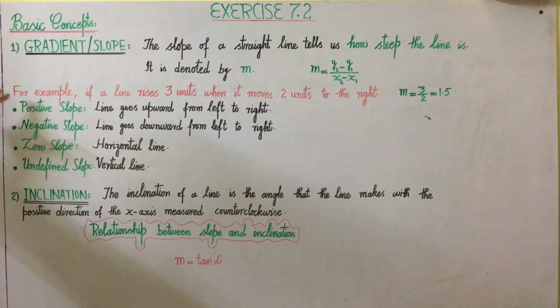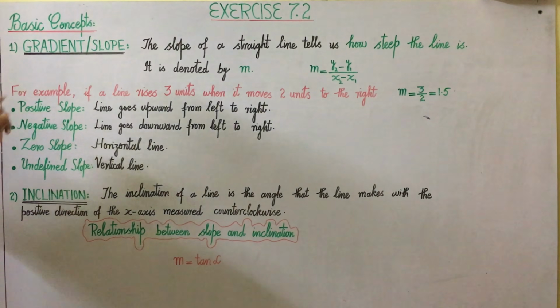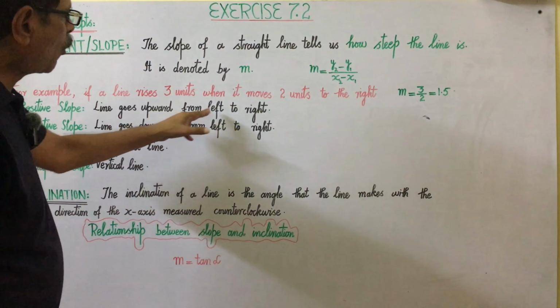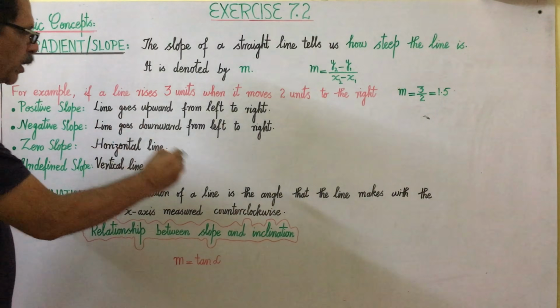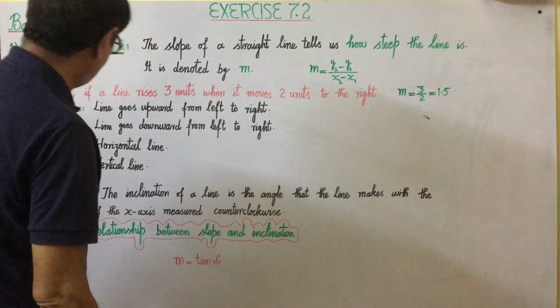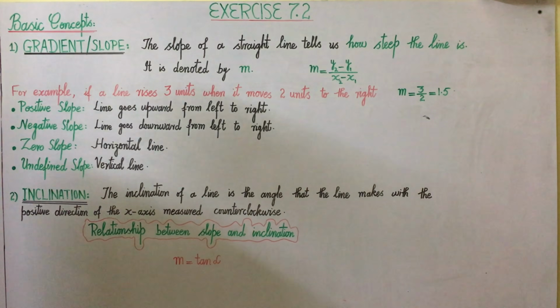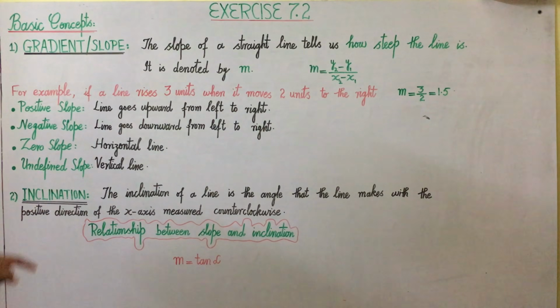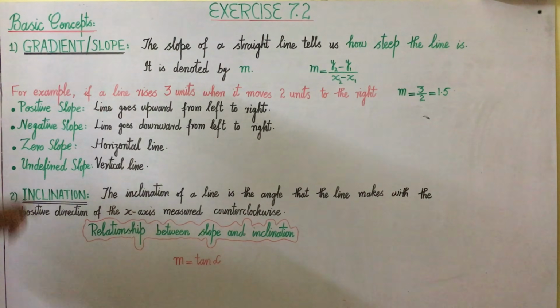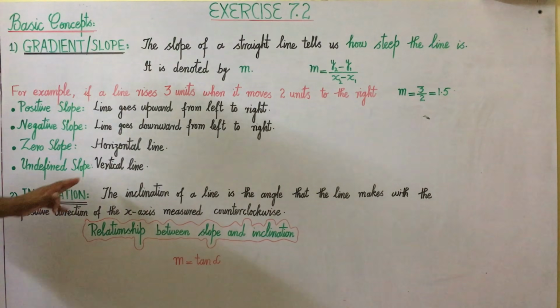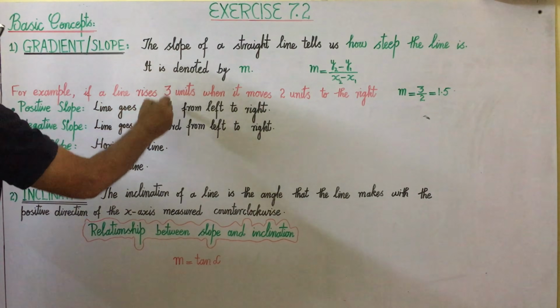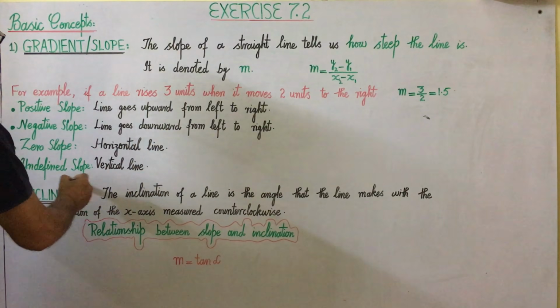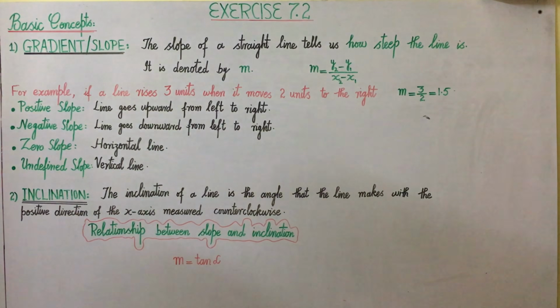Now, what is positive slope, negative slope, zero slope, and undefined slope? Positive slope, line goes upward from left to right. Negative slope, line goes downward from left to right. Zero slope, horizontal line along x-axis. If the line is along x-axis, then it is zero slope. Undefined slope, vertical line. If it is parallel to, or along, y-axis, then the slope is undefined.